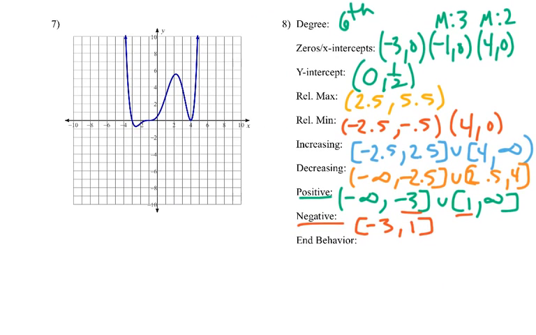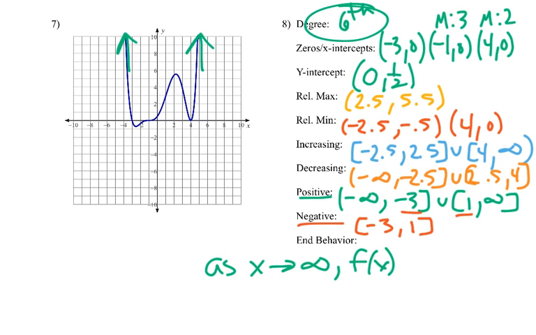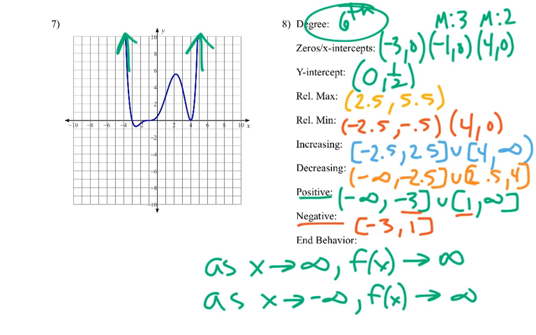Okay, last one. So once again, it's even, so they're both going up or down, and it's positive because they're both going up. So I can write as x approaches positive infinity, f of x approaches, so as we go to the right, we're going to positive infinity, or up. As x approaches negative infinity, as we go to the left, our function is also going up. Okay? So there's those ones, guys.